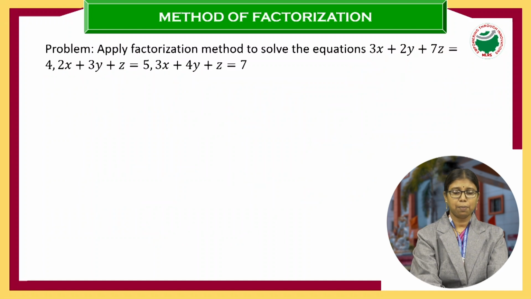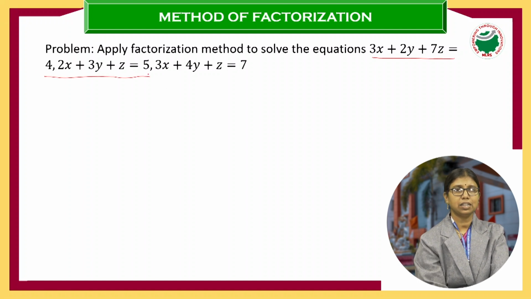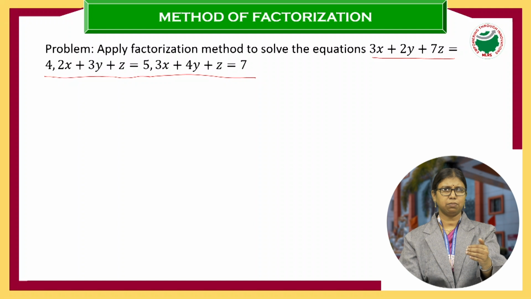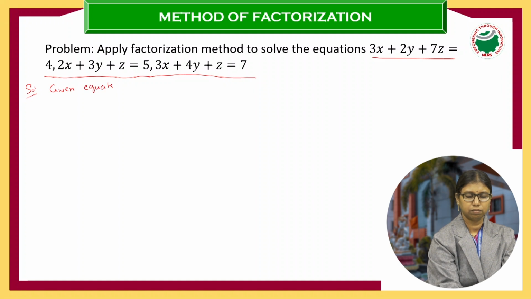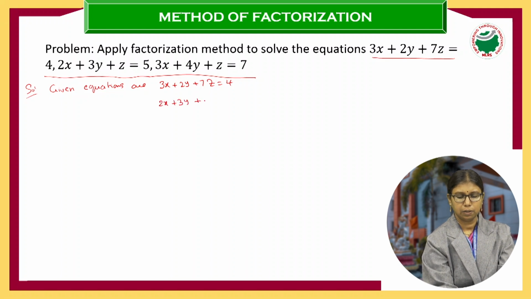Here I have taken one problem. Apply factorization method to solve the equations 3x plus 2y plus 7z equal to 4, 2x plus 3y plus z equal to 5, 3x plus 4y plus z equal to 7. So what is the first step? Your basic concept is whenever you are having a system of equations, take the matrix representation. So here the given system of equations are 3x plus 2y plus 7z equal to 4, 2x plus 3y plus z is equal to 5, next 3x plus 4y plus z equal to 7.